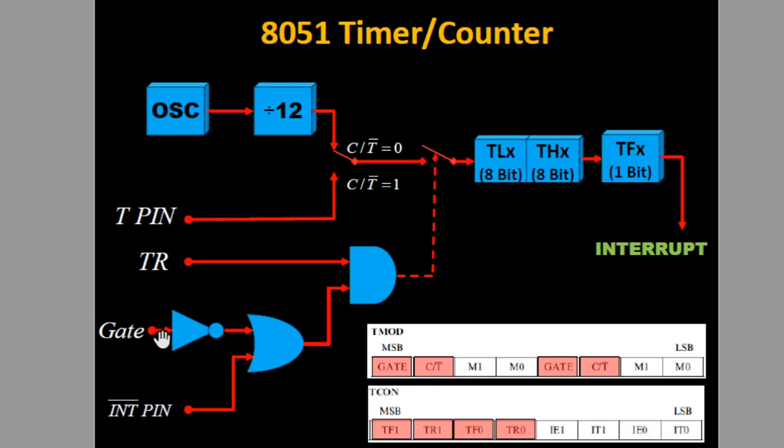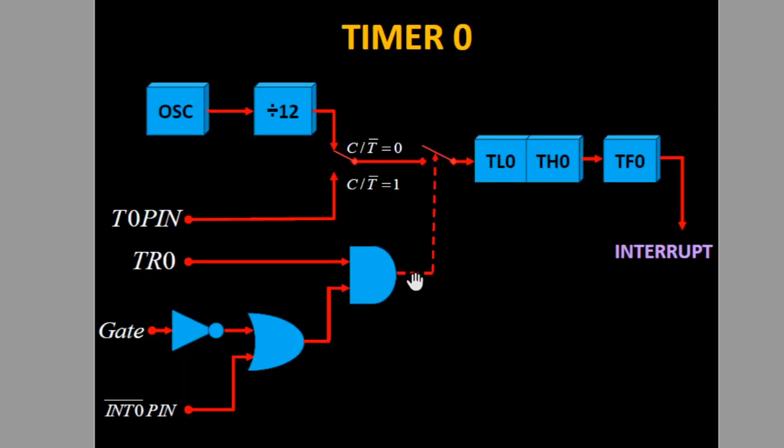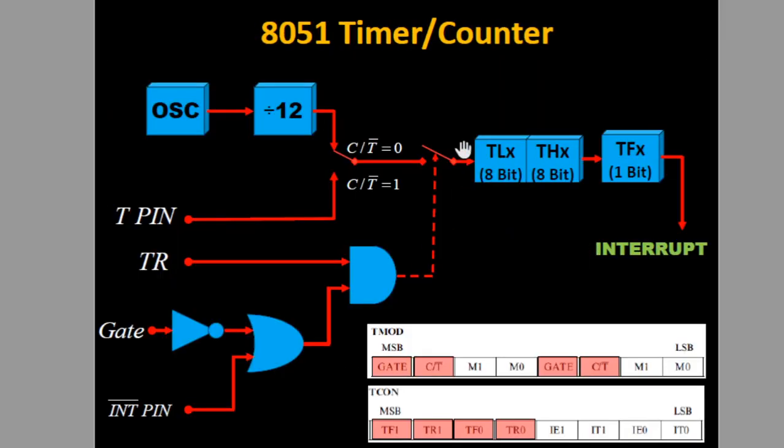Now coming to this TMOD, let's see. As I mentioned earlier, if this bit is 1, then the logic of the INT pin has to be considered. See what happens here. Ultimately, this switch has to be closed to start the timer. For this switch to be closed, this point should be at logic 1. So if you want this to be at logic 1, then the TR bit should be made 1, and this is an AND gate, so this other input also has to be 1 for the AND gate output to be 1.